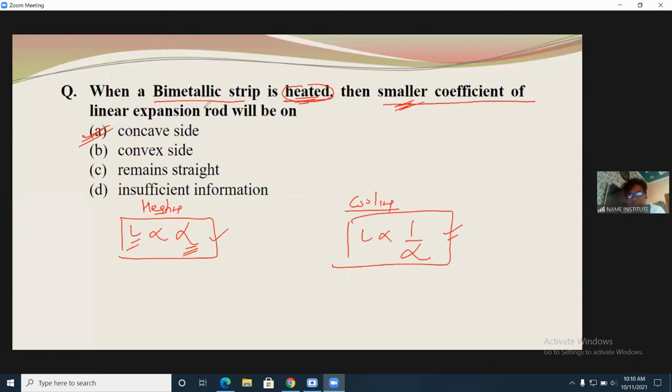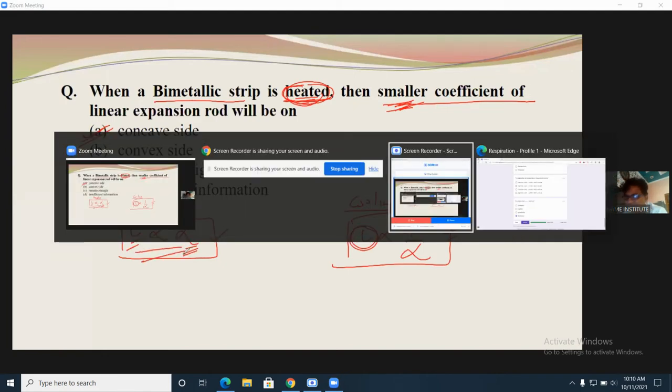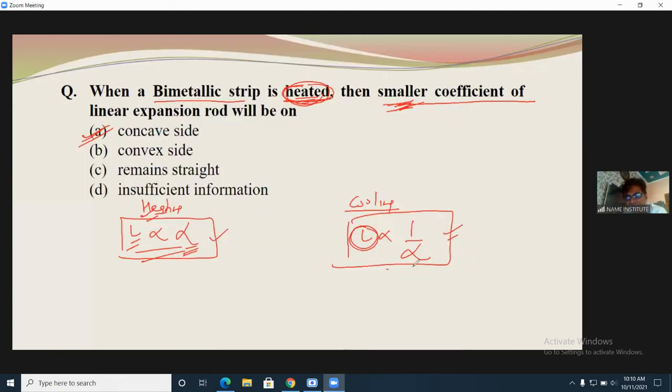In case of cooling, if it is not mentioned as heated, what is mentioned? Cooling. The question is the same. If it is cooling, L is inversely proportional to alpha. A smaller alpha means the length will be higher, and the higher length will be on the convex side, or outer side. So it is simple to answer such questions with the help of this relation: L is directly proportional to alpha for heating and L is inversely proportional to alpha for cooling. Such questions are asked in our exam.